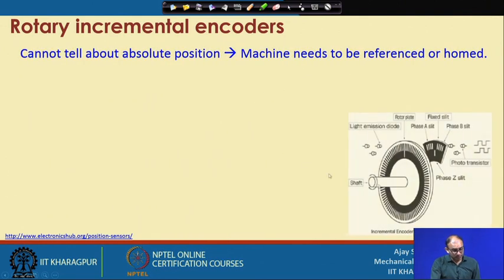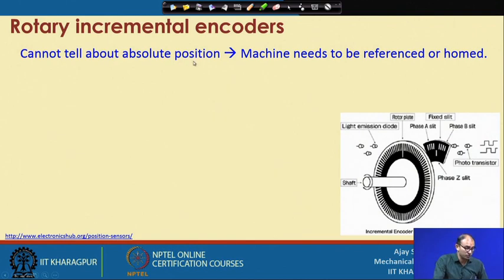Right, but what is the problem with this? It cannot tell you the absolute position, as we have seen in the earlier slide. Suppose it has reached some location here, then it has to move to this Z location first to get that position, because unless it reaches that reference position, it will not tell you the location of the part. So the machine needs to be referenced or homed. This Z is called the home position or the reference position. That is one problem with this incremental kind of encoder.